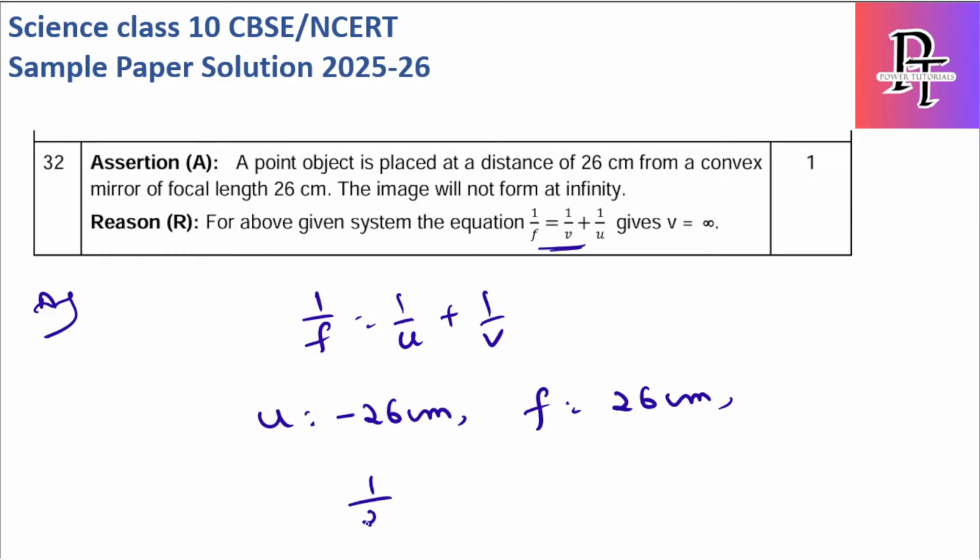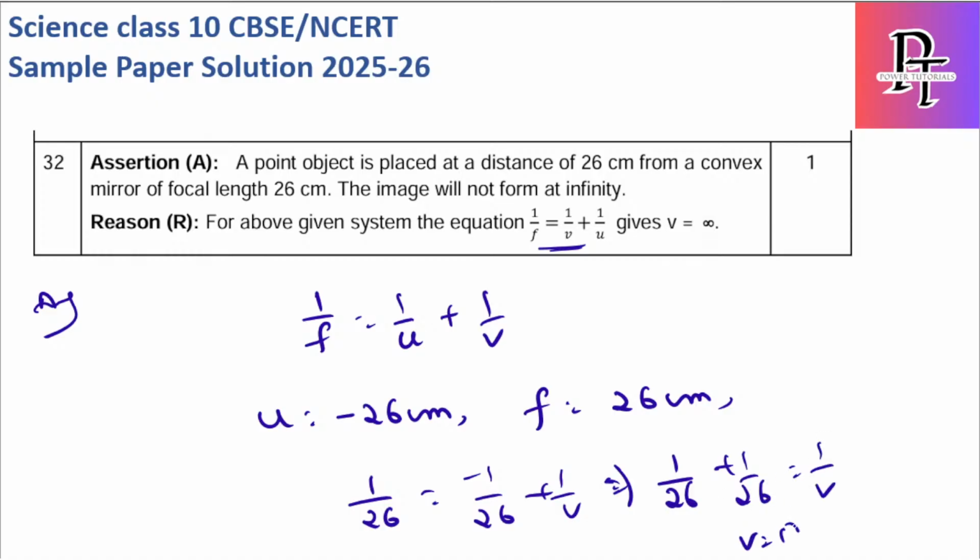So 1 by 26 is equal to minus 1 by 26 plus 1 by v. If I move minus 1 by 26 to the left side, I will get 1 by 26 plus 1 by 26 is equal to 1 by v, which is 2 by 26, which is 13. The v value I am getting is 13 centimeters, which is not infinity. Yes, this is true. V is infinity, this is false. A is true, R is false. The answer is C, where the assertion is true but the reason is false.